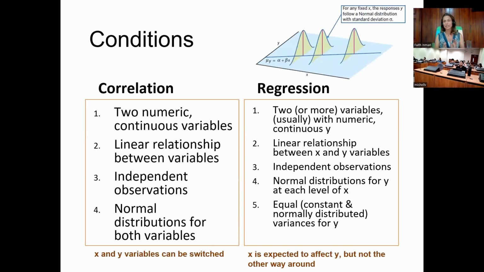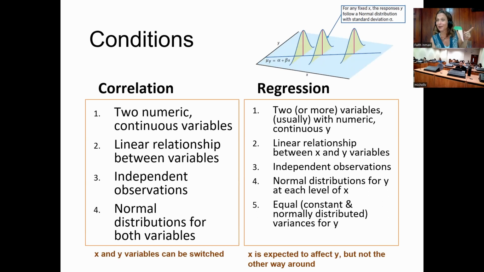Conditions. The conditions are slightly different too. You can see that correlation has fewer conditions. It's a little easier in a sense, but you get less out of it, so it's worth it to try to do the regression. But with correlation, you're asking if two numeric continuous variables are related in a linear way, right? So they have to be numeric continuous variables, two of them.